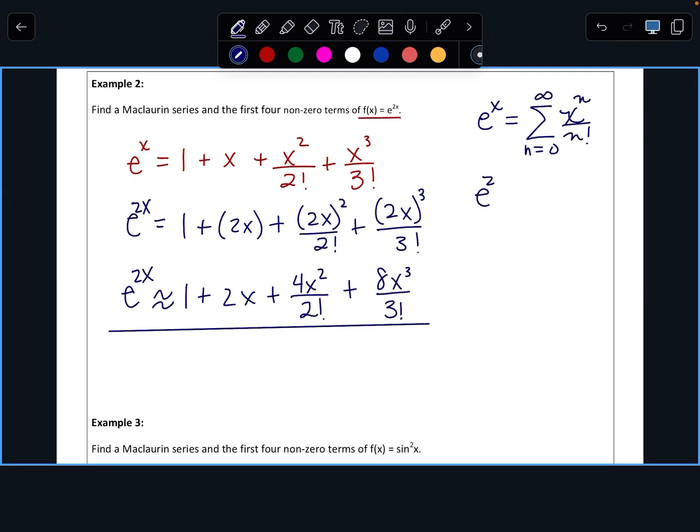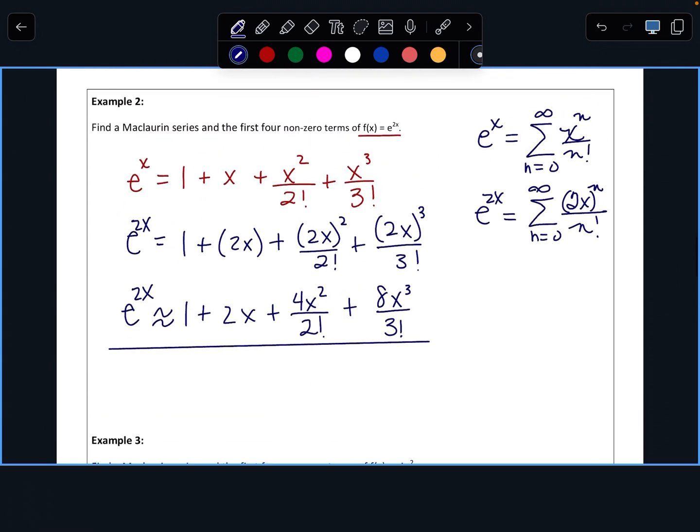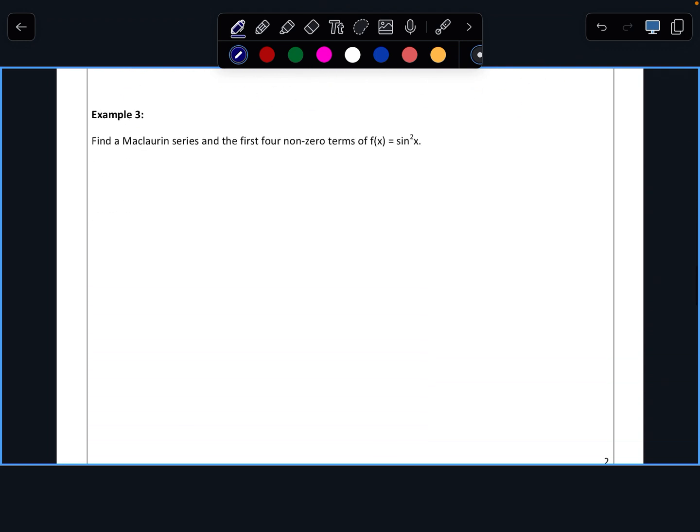So then e to the 2x is equal to the summation from n equals 0 to infinity, and that's just going to be 2x to the nth power over n factorial, just replacing x with 2x. Okay, there's that one. I'll let you pause your video if you want to take a look at that better.